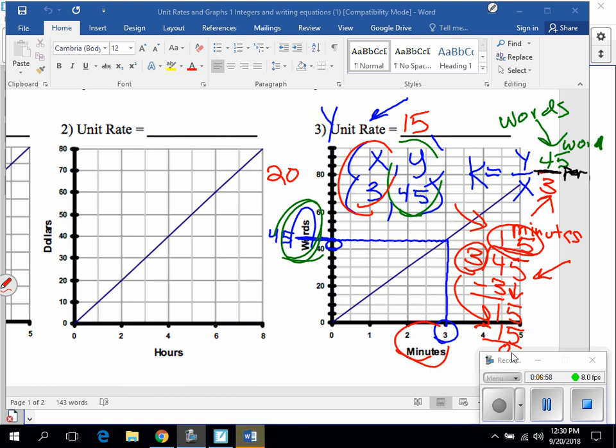So the answer is 15, and we're going to record 15 words per minute. I just literally write the things that I've already written. I wrote words, I wrote per, I wrote minute, and then I fill it in up above. So the unit rate here is 15 words per minute.